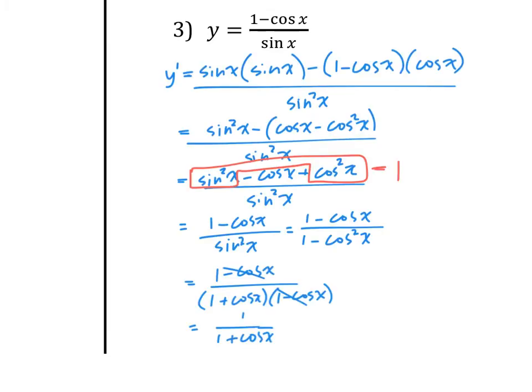All right, so here's my answer. I simplified a lot because I want to make sure that the derivative is as simple as it can look. So here's the answer: 1 over 1 plus cosine x.